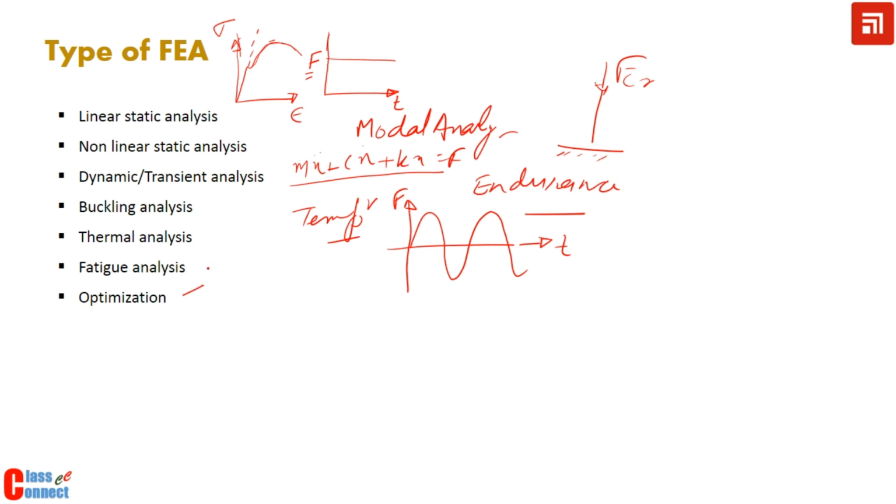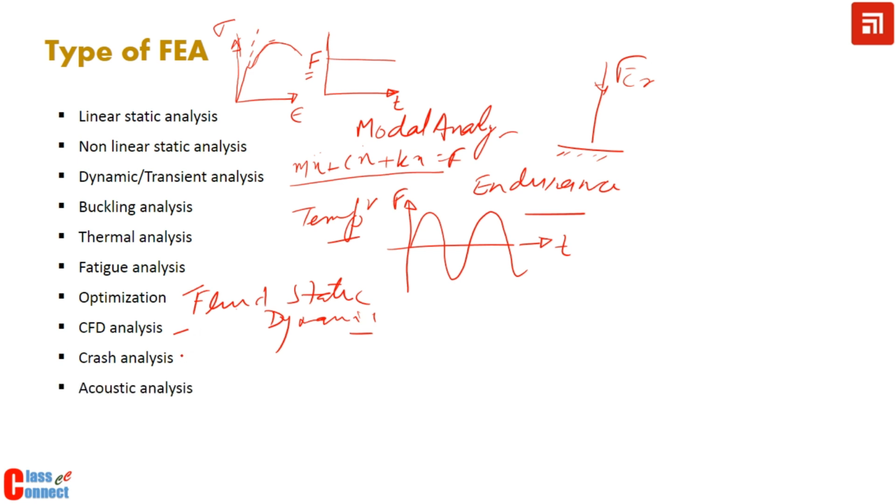Then we do the optimization analysis. This optimization can be on the basis of geometrical parameters, or shape optimization can also be done. In CFD, we analyze fluid static problems and fluid dynamics problems. Crash analysis for crash applications, and finally acoustic analysis. This list of analysis is not the end of where the finite element method is used, but the applications are endless.